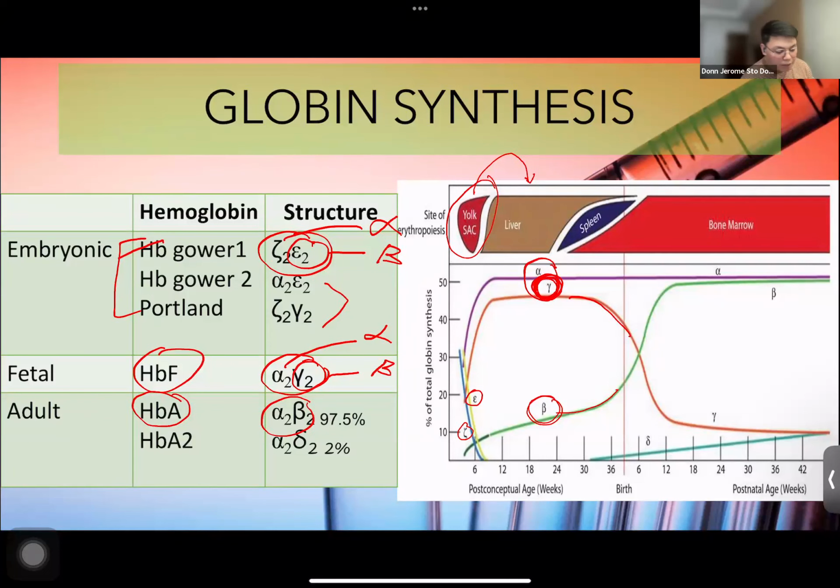Right before birth, ano pang napansin nyo? There's another type of globin chain that you produce. That's your delta chain. So we can also produce hemoglobin A2, which is composed of alpha from the alpha globin gene family and delta from the beta globin gene family. That's why if you're going to be asked, what are the hemoglobins that we can see at birth? Ito pong tatlo. Hemoglobin F, hemoglobin A, and hemoglobin A2.